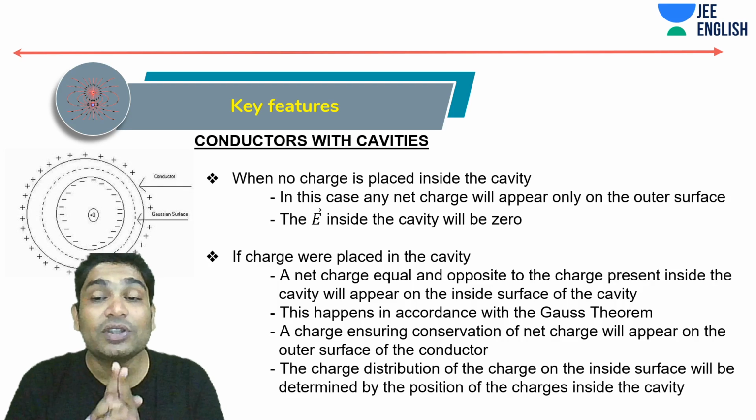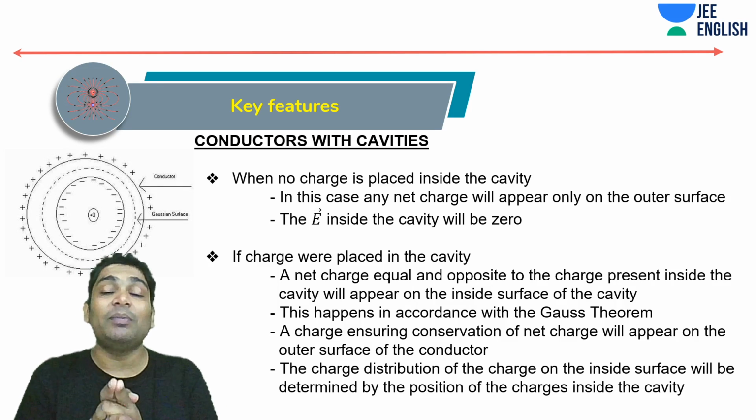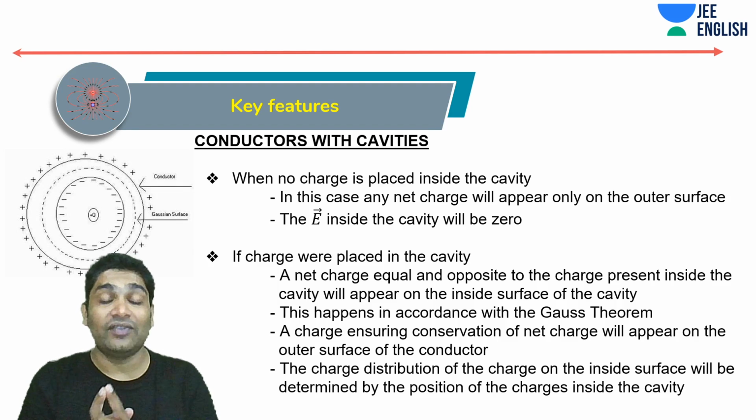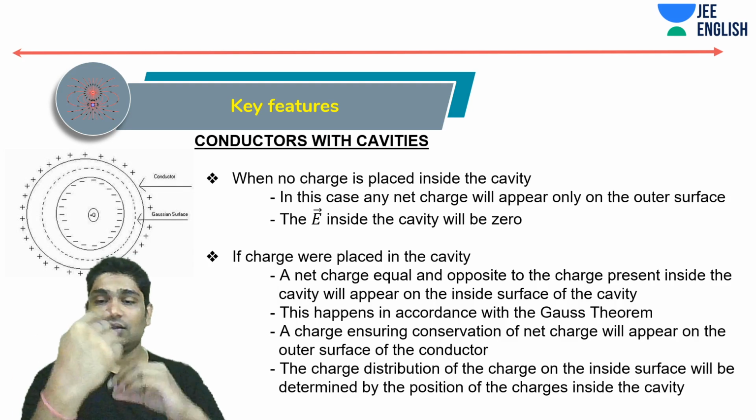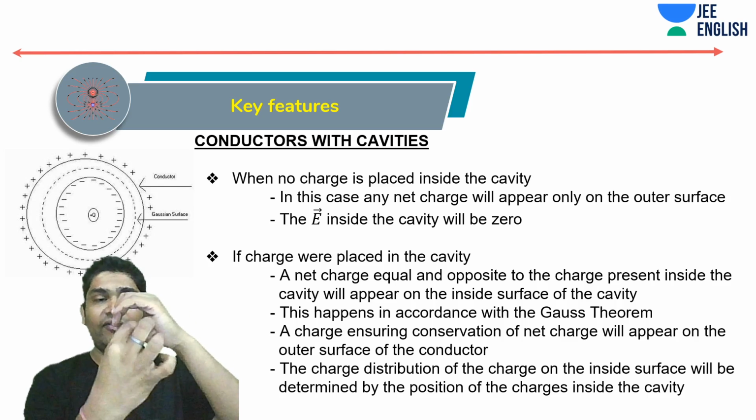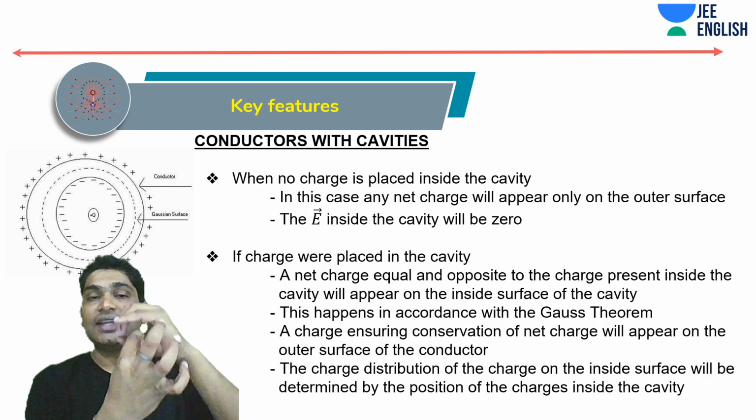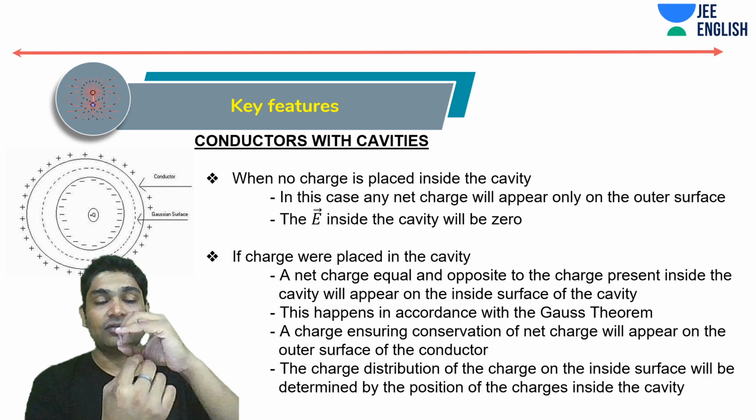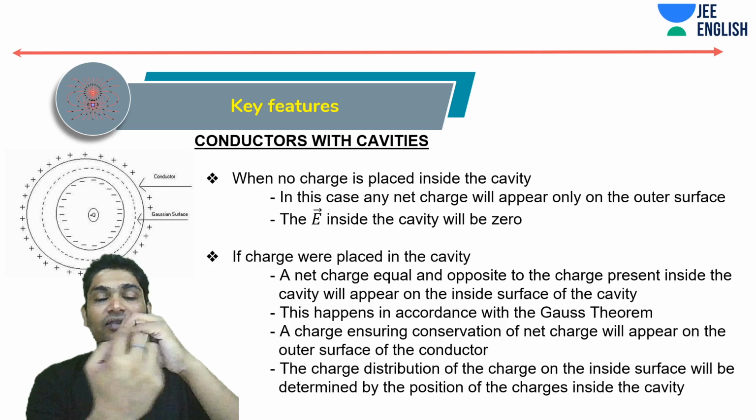Now the charge distribution on the inside will be determined by the position of charge inside the cavity. That is very important. Suppose there is a spherical cavity, completely spherical, and if I place a charge completely in the center, now what happens is that the field lines that are originating everywhere are equal in strength, right? So everywhere on the surface, equal amount of field is reaching. So a uniform charge will appear.